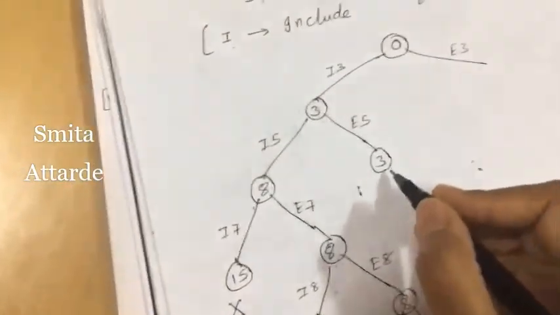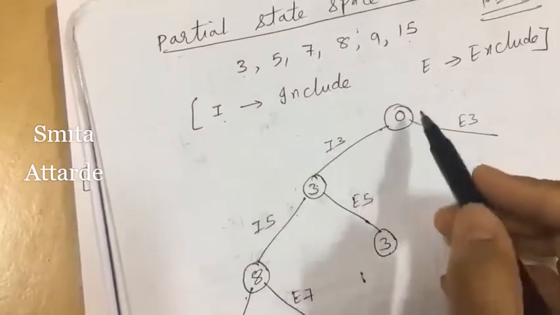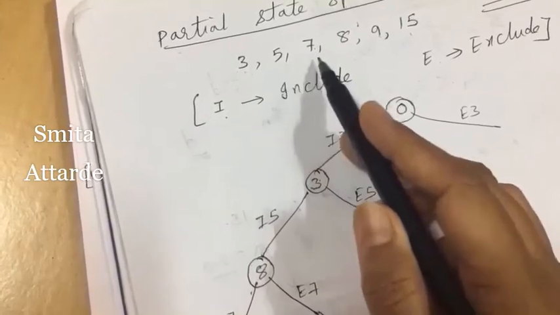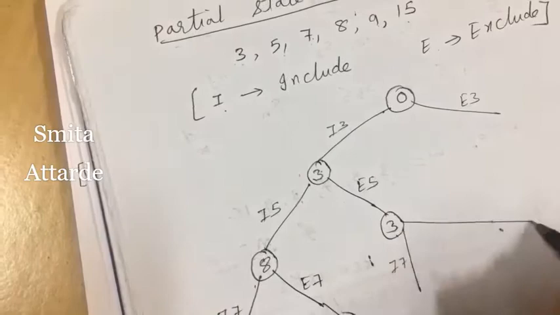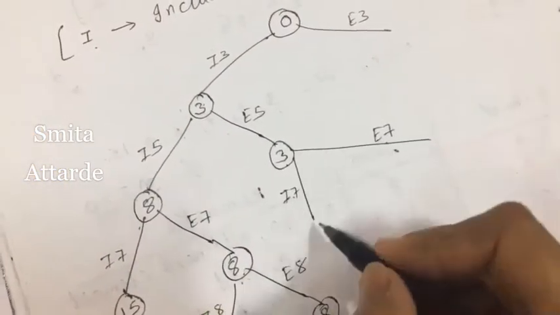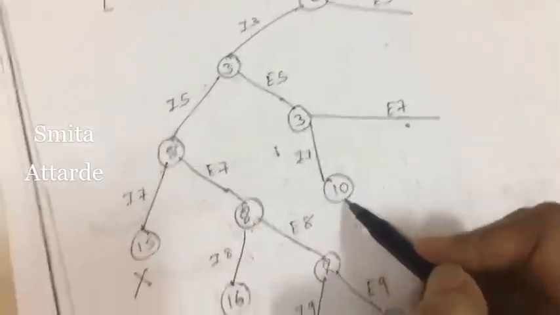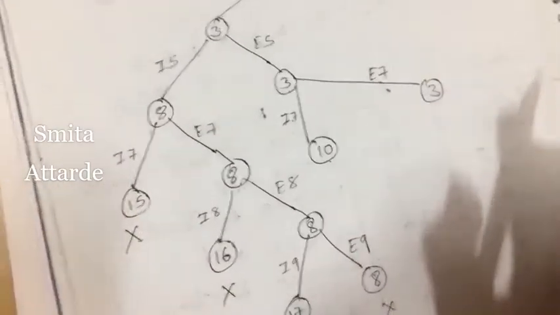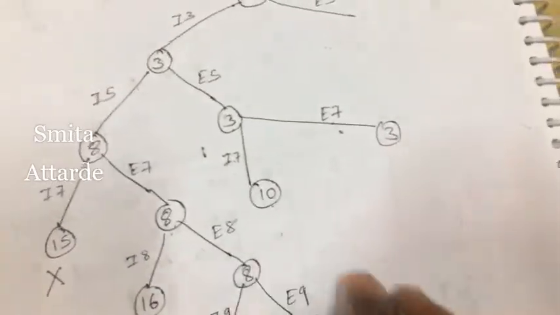Now let's go here. Now here 5 and 3 is over, 3 and 5 is over. Now we'll make another choice, 7. So I can include 7 or I can exclude 7. If I include 7, I am getting the answer 10. 3 plus 7 is 10. Exclude 7, the sum is as it is, 3. This way you solve it. I'll solve this part, I'll leave this part.